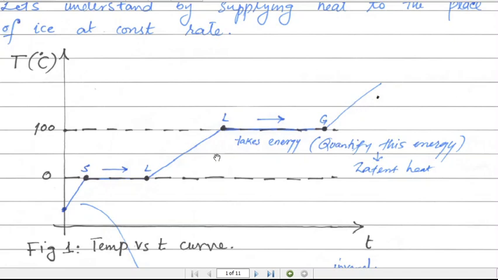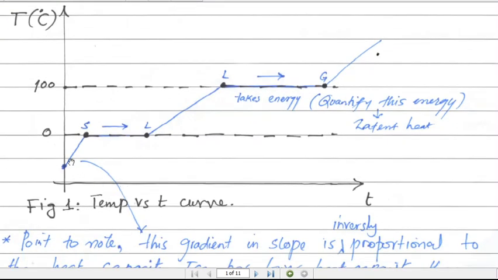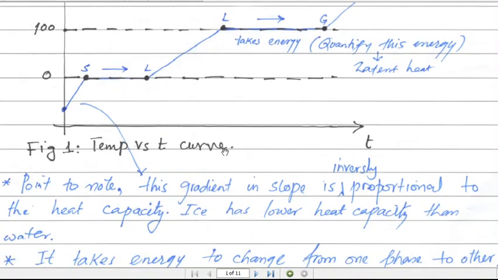So what we can note from this graph is that the gradient is different in both these cases. That is, this gradient has a steeper slope than this one. This can be explained on the basis of the difference in heat capacities of ice and water. That is, ice has lower heat capacity than water.